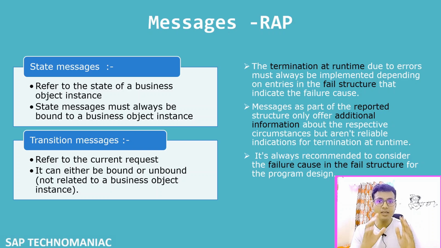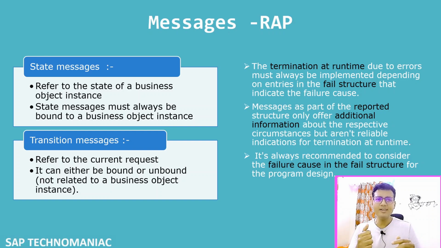State messages are very useful during the draft scenario, because in the draft scenario we are saving not only consistent data, we are saving inconsistent data in the draft table. When we are saving the inconsistent data in the draft table, along with it, what is inconsistent in the data and what errors are there, we will also save using the state message. So at that time the state messages are very useful. Till now we didn't use the state messages, but we have used the transition messages and we are displaying them.